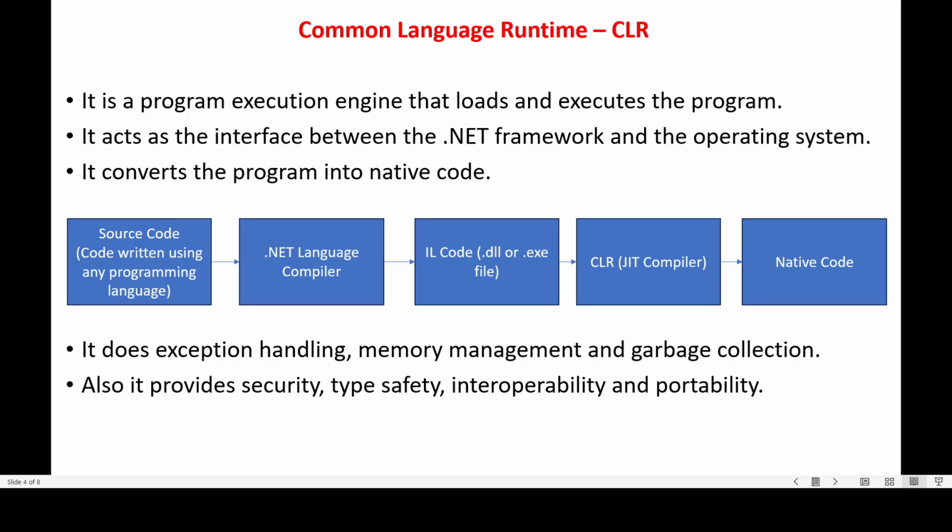Hence, this IL code is platform independent. In the next step, the JIT compiler, which is provided by the CLR itself, takes that IL code and converts it into the native code. Native code is the code which is machine specific. According to the infrastructure of the system in which the code is executed, the machine specific code is generated, and that machine specific code is native code. This conversion is done by the JIT compiler, and the JIT compiler is provided by the CLR.